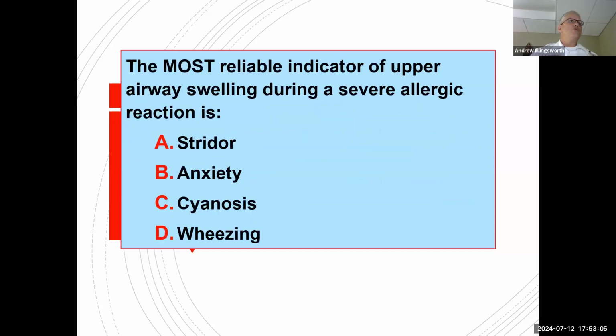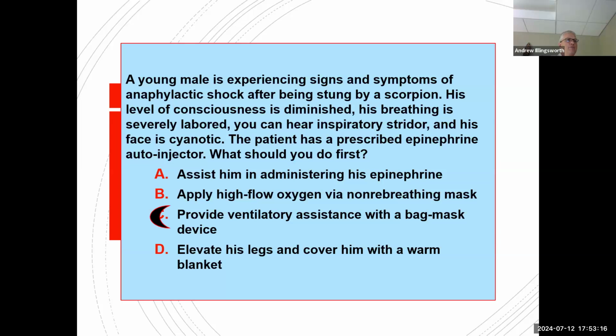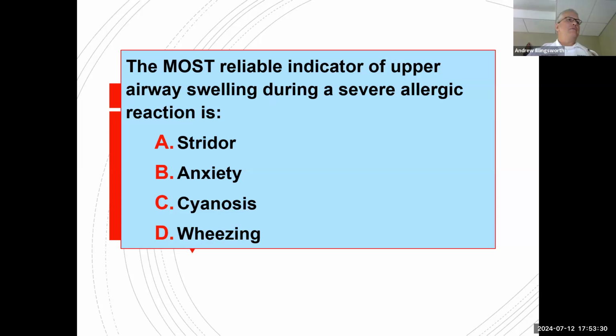So the most reliable indicator of upper airway swelling during severe allergic reaction is stridor. Let's actually back up for a minute. This patient too would be, yeah, you can rock and roll, especially if you work for an agency that you are epi approved. Provide ventilatory assistance with BVM and give epi all at the same time. There you go. Stridor. If you said that, that's because you're smart.